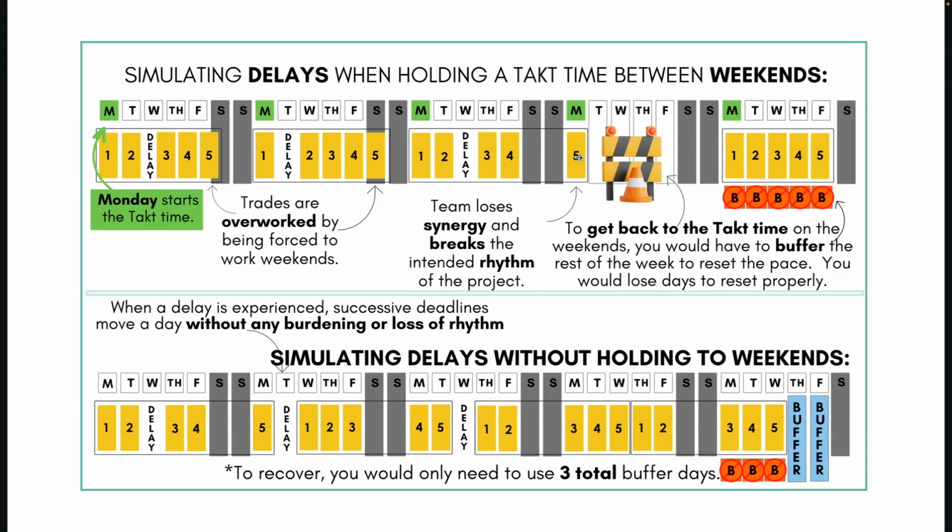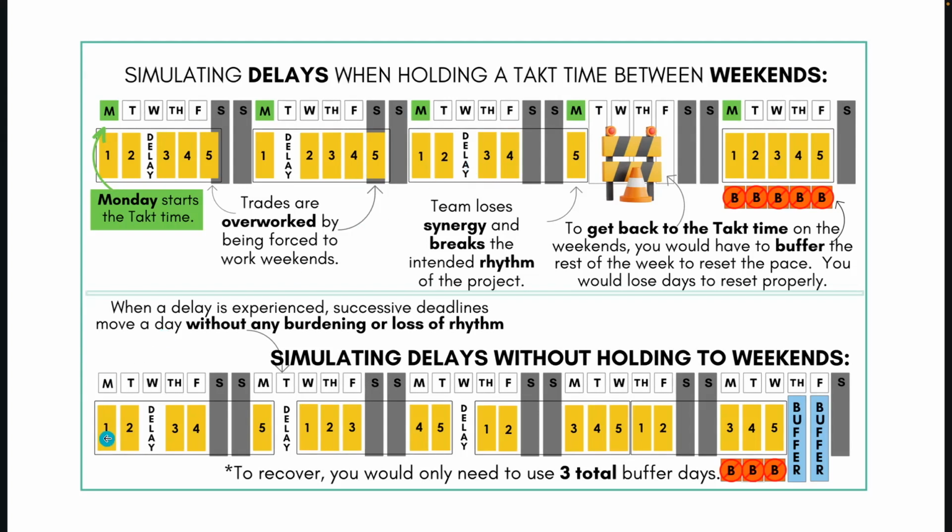And then if you want to get back on rhythm on Monday, you would have to eat through not only the one buffer day, but 1, 2, 3, 4, 5 to reset the system. So you would have to eat through 5 buffer days, which isn't efficient. Not to mention the fact that you're working 1, 2, at a minimum Saturdays. So the better idea is to, even if you have a 5-day takt time, not lock it within the weekend.